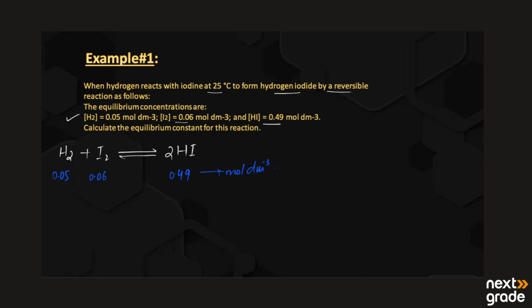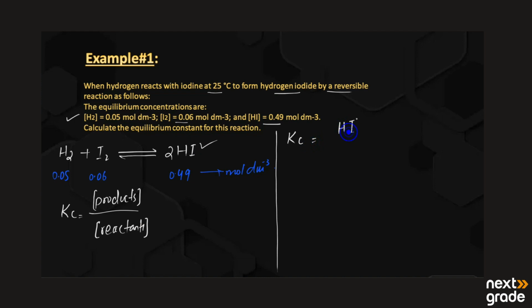Next, we have to write the Kc for this reaction. So the Kc is the products concentration over the molar concentration of the reactants. Here we have Kc; on the product side we have hydrogen iodide, so we will write hydrogen iodide, and this 2 is the coefficient of the reaction, or the number of moles, so it will be raised to that power. Next we have hydrogen on the reactant side as well as iodine on the reactant side.